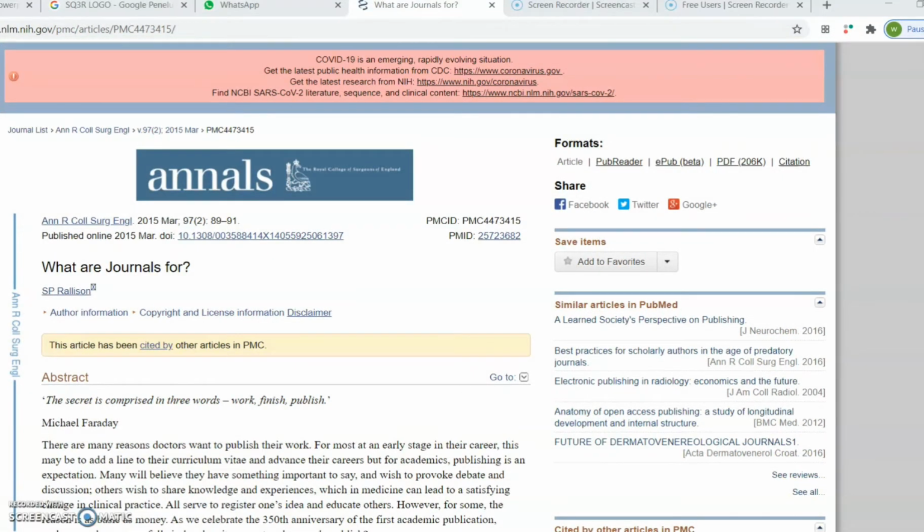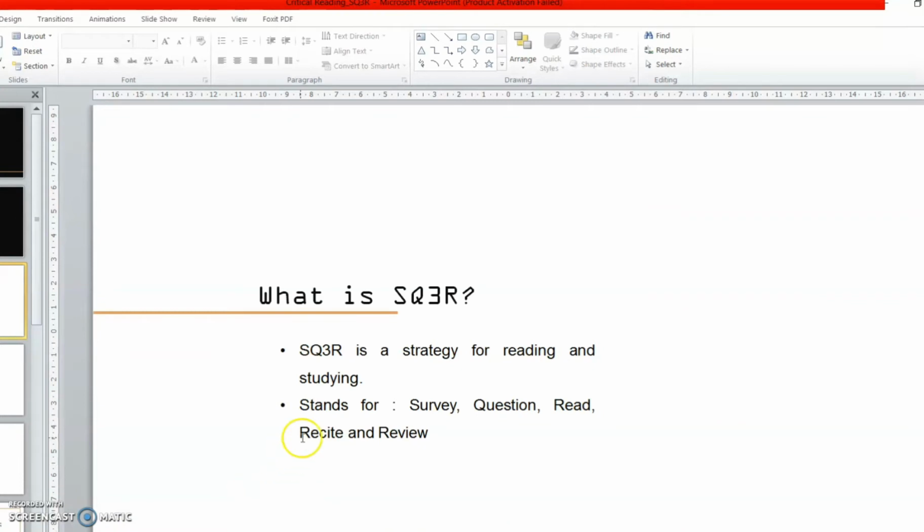But first, I want to explain to you what SQ3R is. SQ3R is a strategy for reading and studying. SQ3R stands for Survey, Question, Read, Recite, and Review.